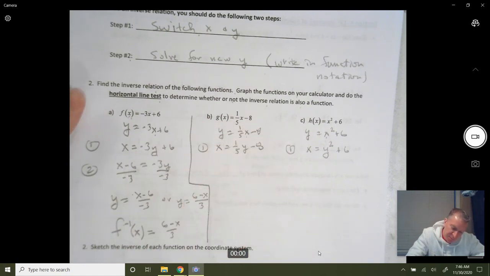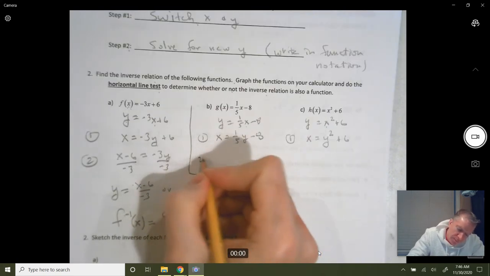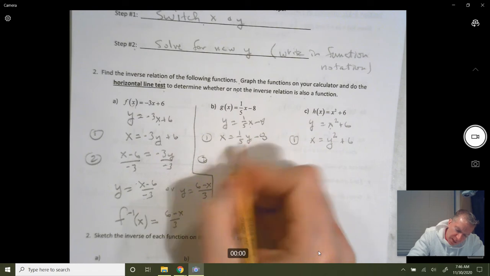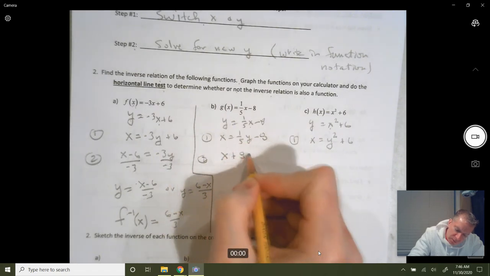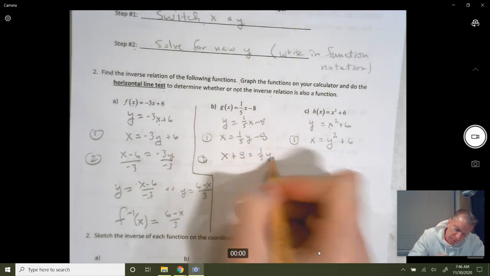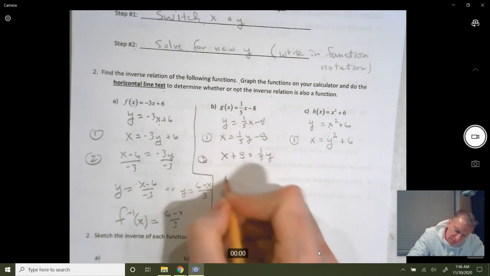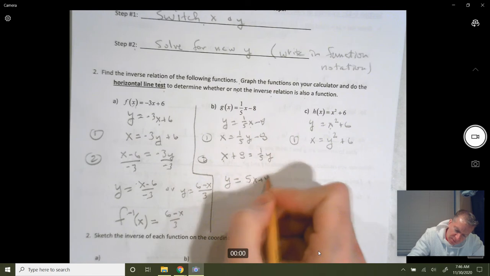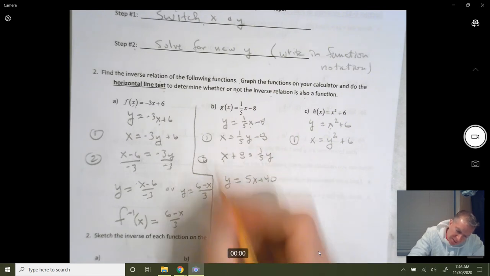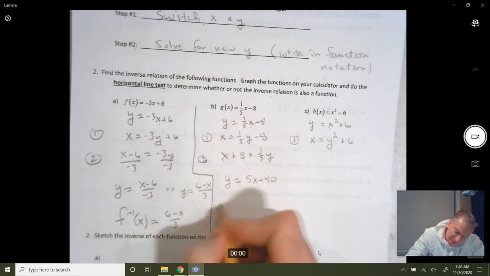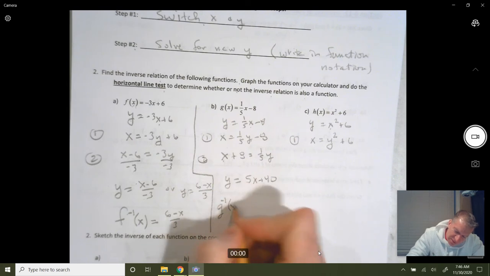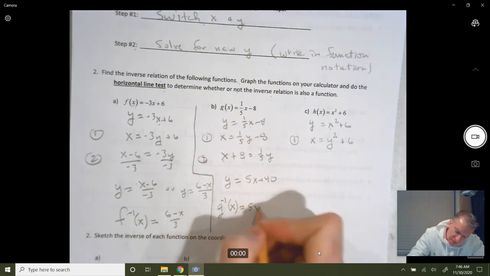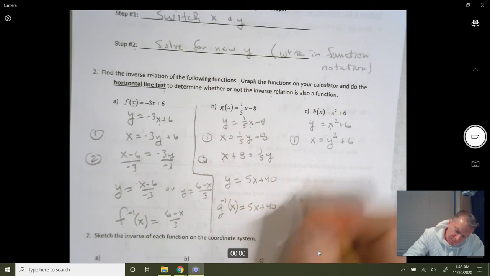All right. If you want, you can try these. I'll work through them. We want to solve for that. So we've got x plus 8 equals 1/5 y. Multiply both sides by 5. y equals 5x plus 40. So that's going to be g of x. So this will be g inverse of x equals 5x plus 40.